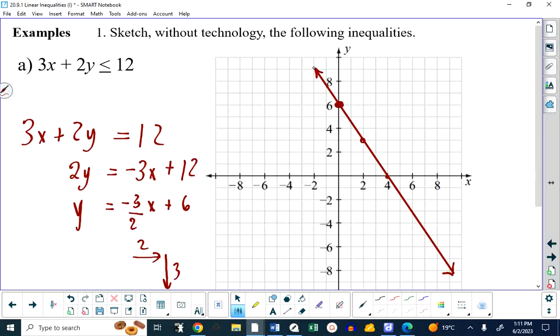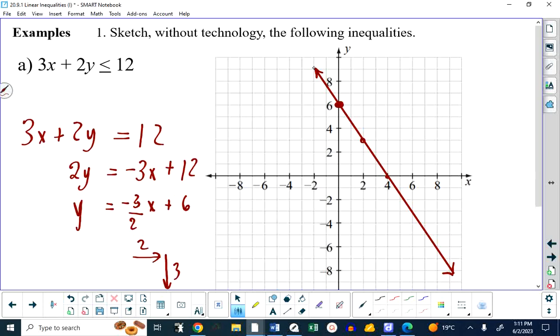Now, it's a solid line because of the equal, and the fact of the matter is it's either shaded above or below. Listen very carefully to this. If you shaded it above just by flipping a coin and somebody else shaded it below, one of you is right and one of you is wrong. How do you decide? You decide by using a test point. You pick a point that is either above or below and see if it makes it true.